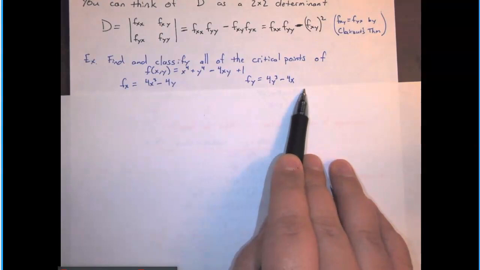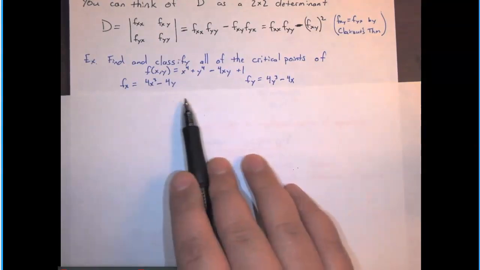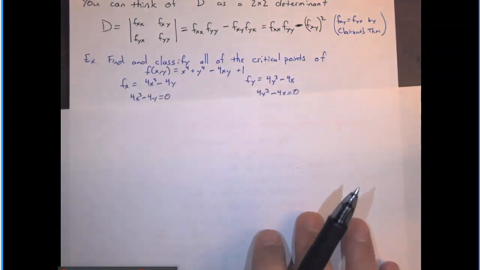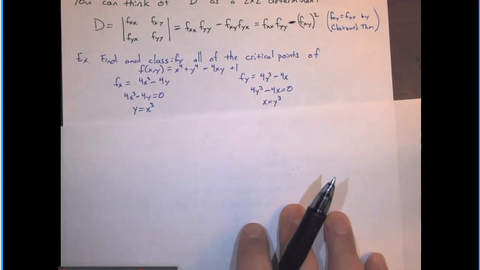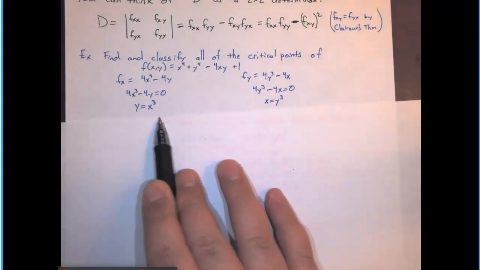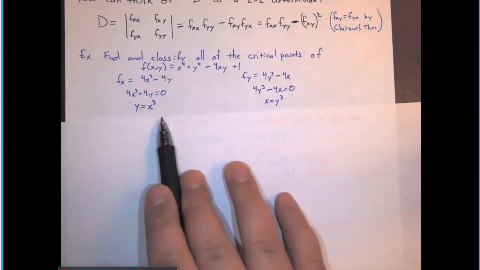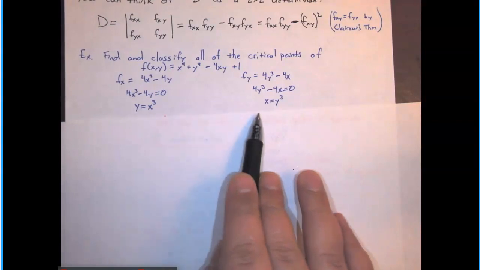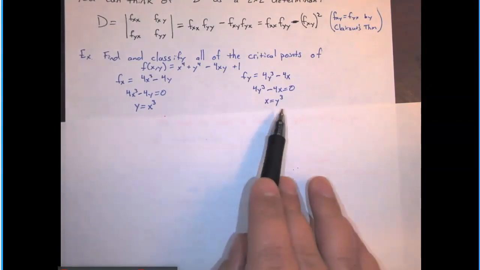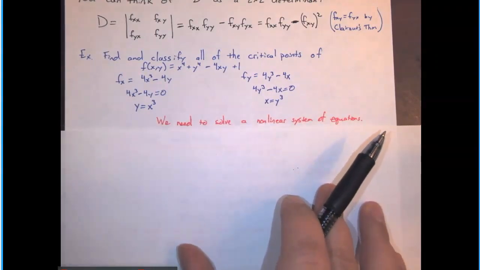These are both continuous for all of R2, so I don't have any points for which this is undefined. Now I just need to set these equal to 0 and solve. If I do that, I end up with these two equations: y equals x cubed and x equals y cubed. I need to find all the points that satisfy both of these equations. In other words, if I were to think of these as curves, I would need to find all the places where these two curves intersect. Really, what I'm doing is solving a nonlinear system of equations.